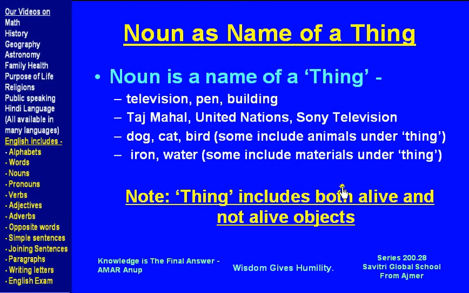Now continuing with examples for nouns, we said a noun names things, a noun identifies a thing. So television, when we use the word television, is a thing, pen is a thing, building is a thing. So these three are common nouns, because we can call any television a television, we can call any building a building, and so on.